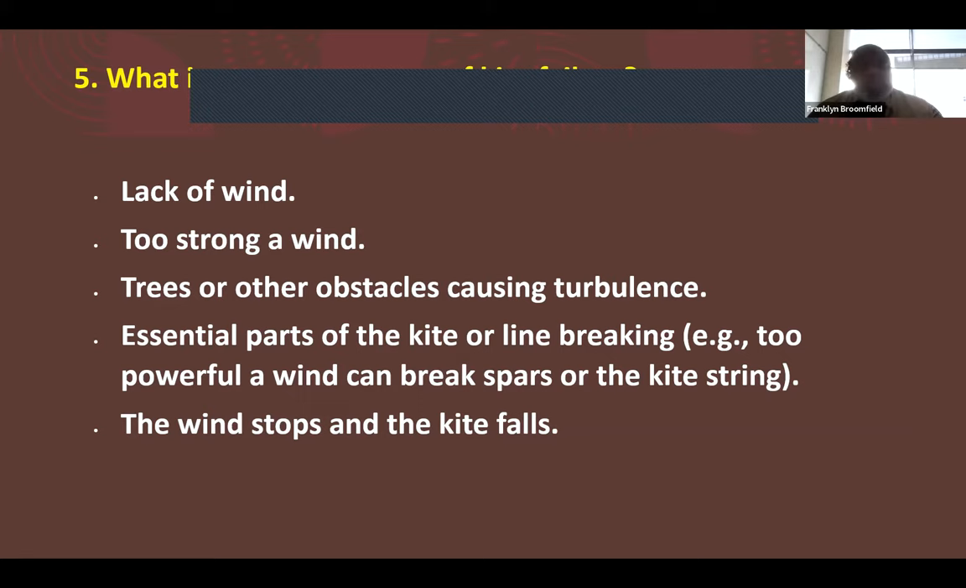So the five reasons why your kite will fail: lack of wind, not enough wind, too much wind, trees or obstacles causing turbulence. Trees are not a problem. Trees only become a problem when the wind creates turbulence, okay? So it's trees or obstacles that cause turbulence. And then essential parts of your kite break: the string, the spar, the spine. Your kite will not work. And then, of course, the obvious: if the wind stops, you have no more flying.